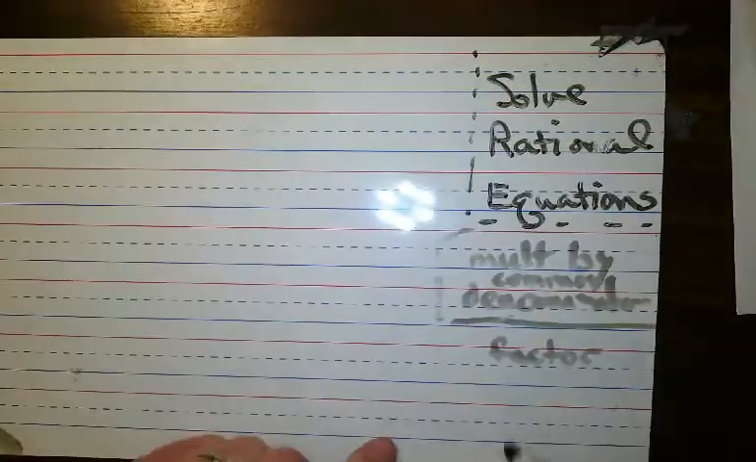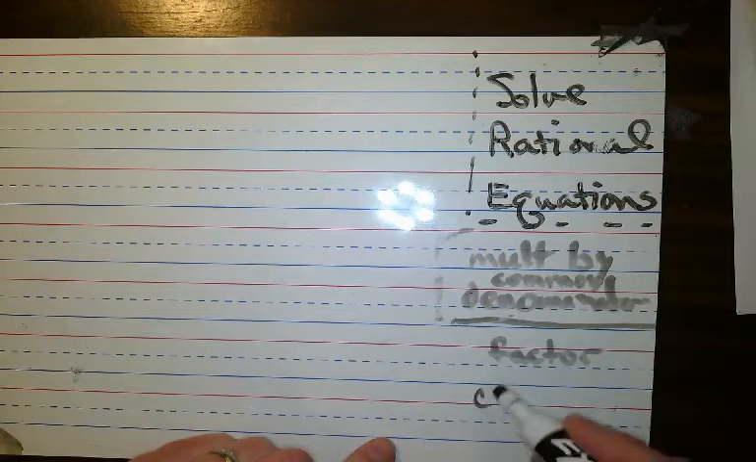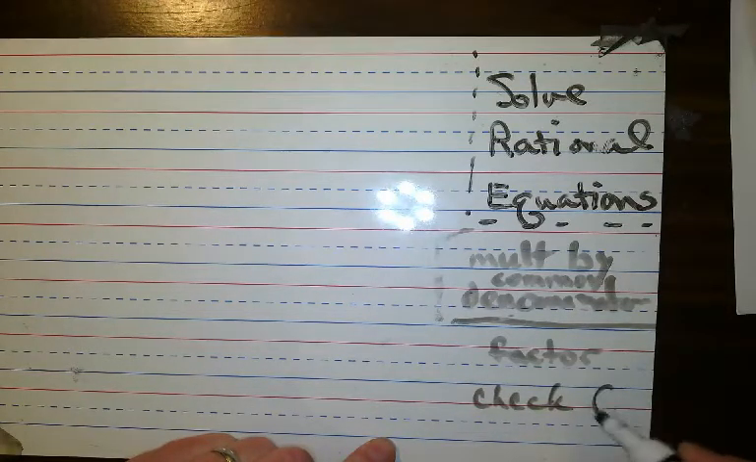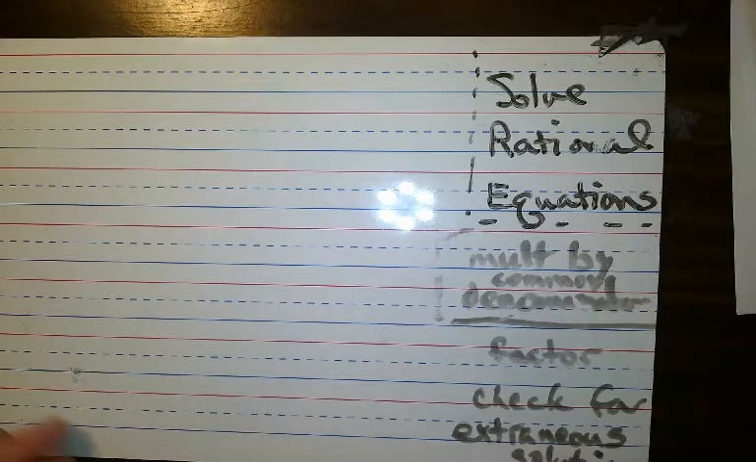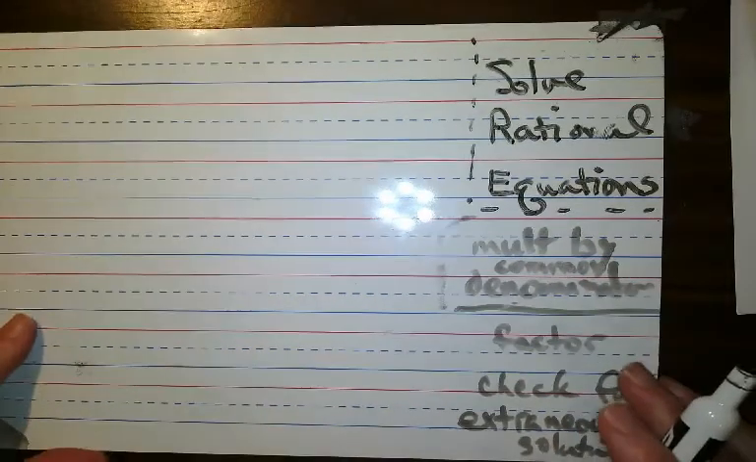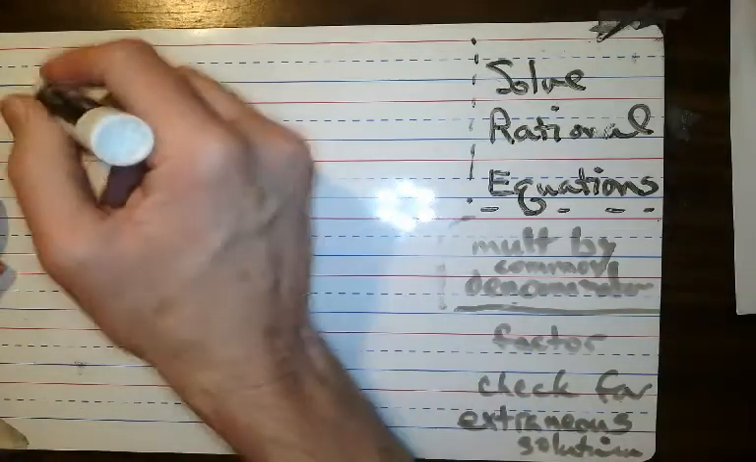Oops, I erased extraneous. Why did I do that? We'll write check for, see if I can spell it. There we go. E-O-U-S. All right. Check for extraneous solutions. That's our job. Let's do one more.